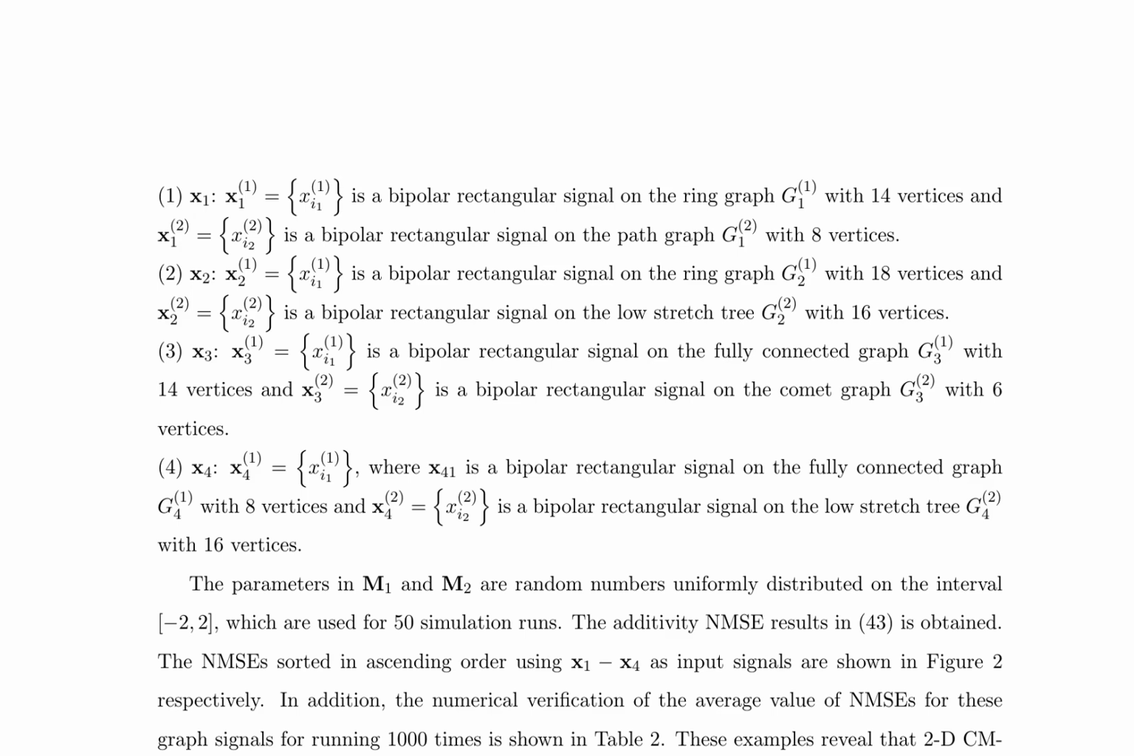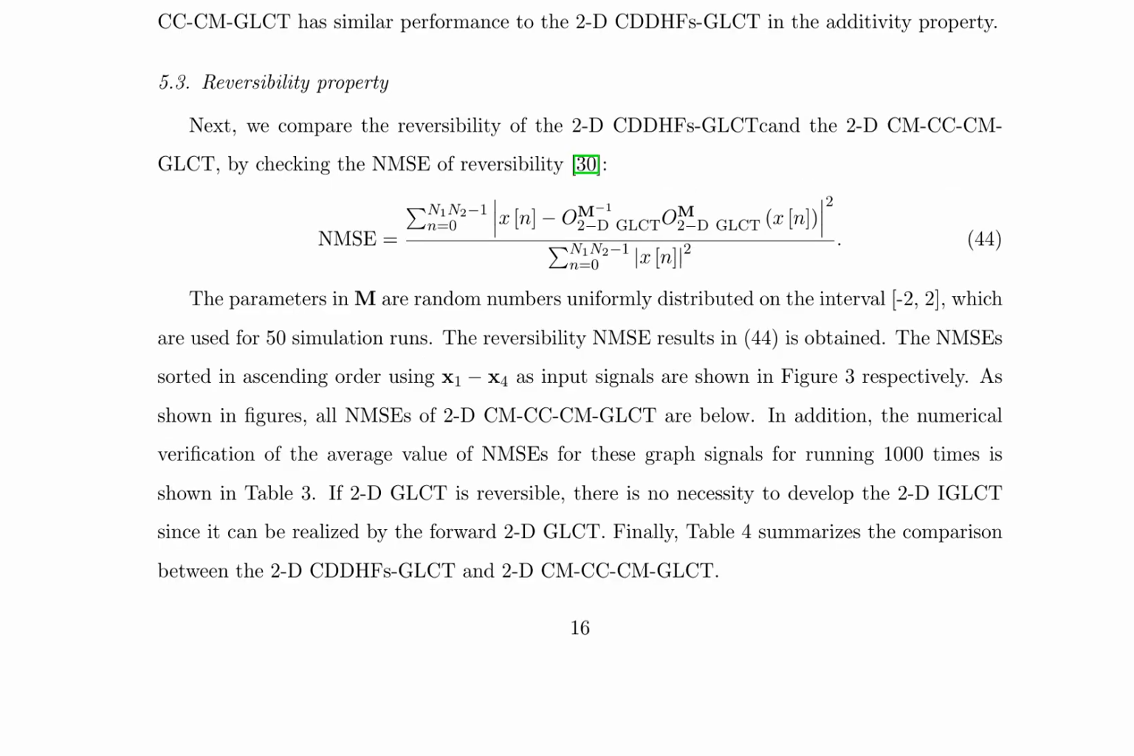The comparison of two-dimensional, 2D, graph signal transforms, specifically the 2D CDDHFs-GLCT and the 2D CM-CC-CM-GLCT, begins with the definition of the additivity property, a measure of how well they preserve the sum of two graph signals. 4 examples of graph signals, x1 to x4, and their corresponding graphs, g1 to g4, are presented, each with different numbers of vertices and structures. The normalized mean square error, NMSE, is calculated for these signals using both transforms, showing that the 2D CM-CC-CM-GLCT has similar performance to the 2D CDDHFs-GLCT in terms of additivity.